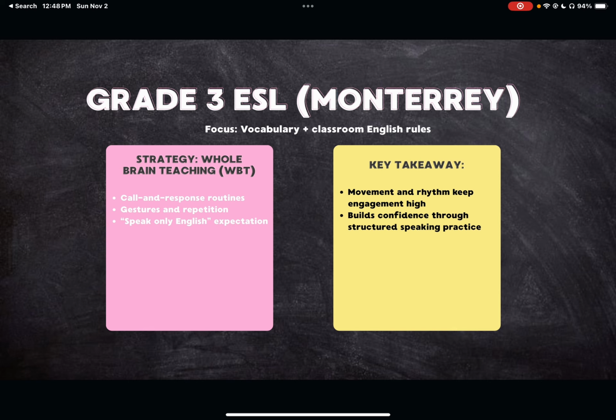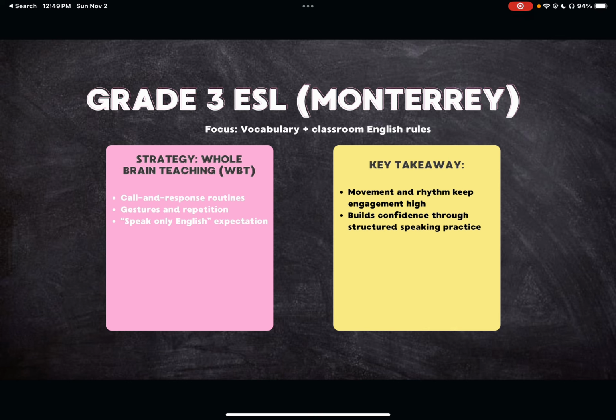The second class was a 3rd grade ESL class in Monterrey, Mexico, where the teacher used whole brain teaching, or WBT. This approach combined call and response routines, gestures, and choral repetition. For example, the teacher reviewed classroom rules like speak only English, and the students repeated each one enthusiastically, using motions to reinforce the meaning behind it. They also practiced vocabulary words such as borrow and burrow while connecting the words to visuals and definitions.